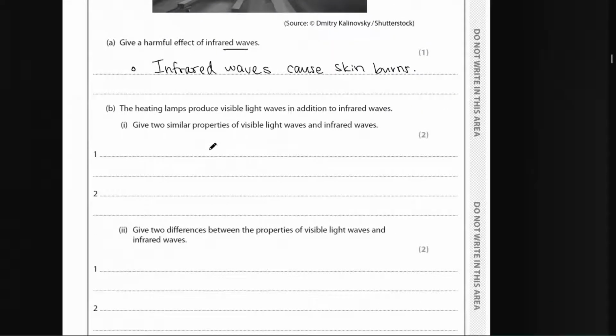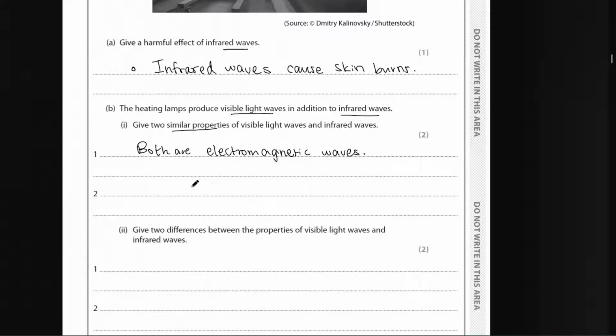Question B. The heating lamps produce visible light waves in addition to infrared waves. Give two similar properties of visible light waves and infrared waves. So both of these waves are electromagnetic waves. We can also say both are transverse waves.